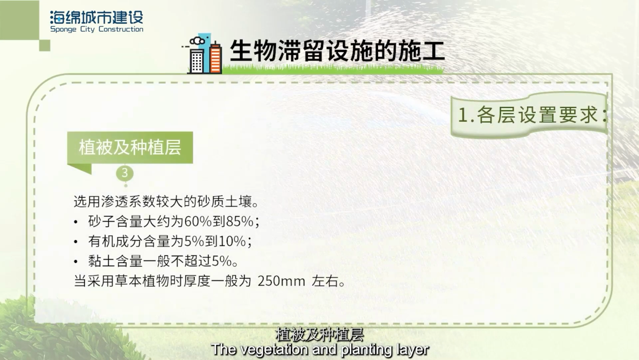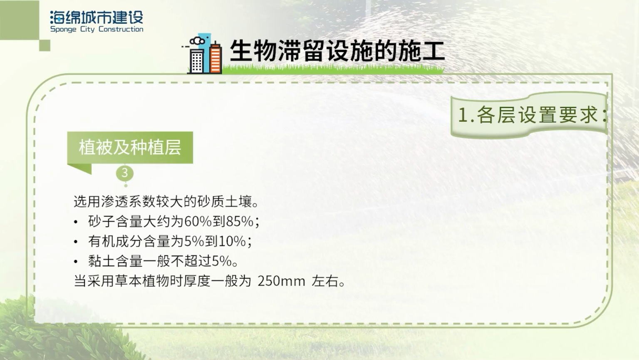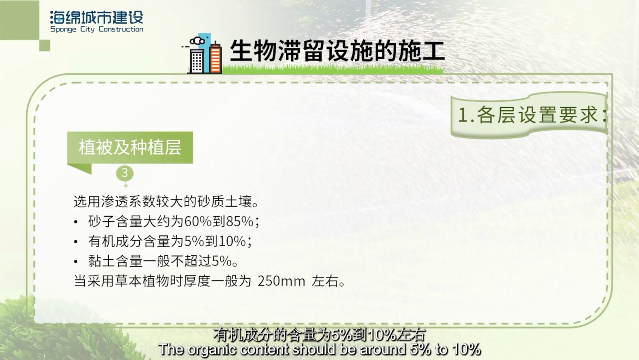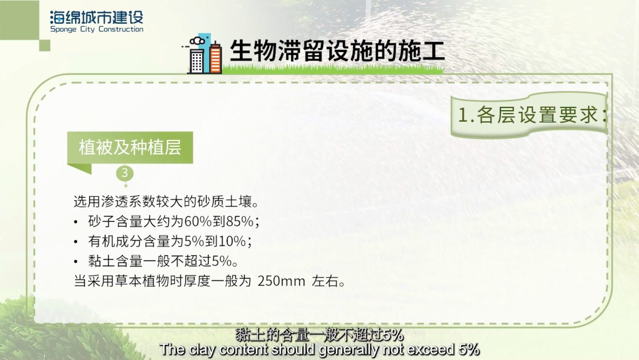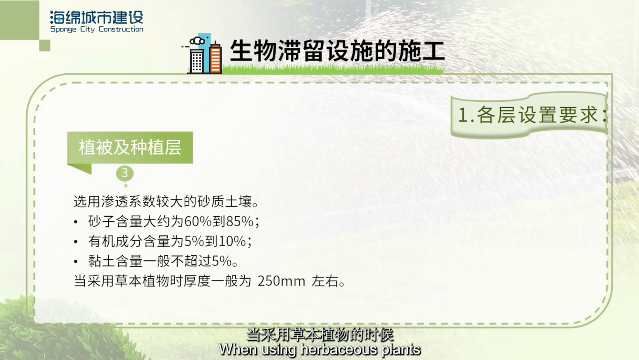The vegetation and planting layer should generally use sandy soil with a high permeability coefficient. The sand content should be about 60% to 85%. The organic content should be around 5% to 10%. The clay content should generally not exceed 5%. The thickness of the planting soil layer depends on the type of plants used. When using herbaceous plants, the thickness is usually around 250 millimeters.